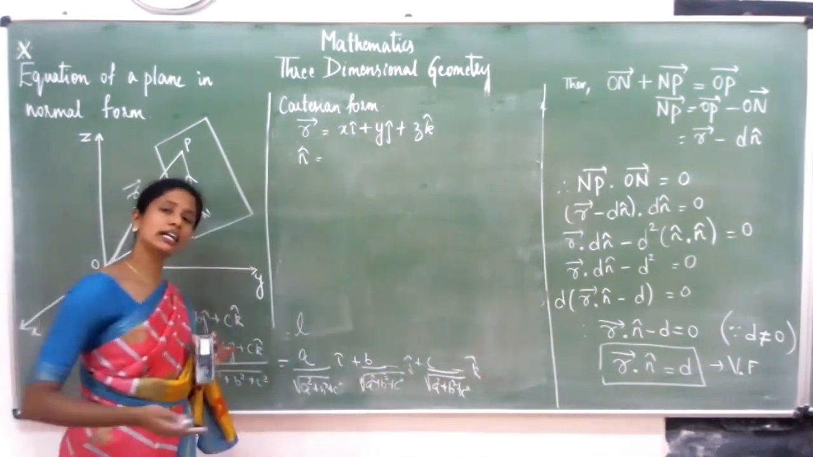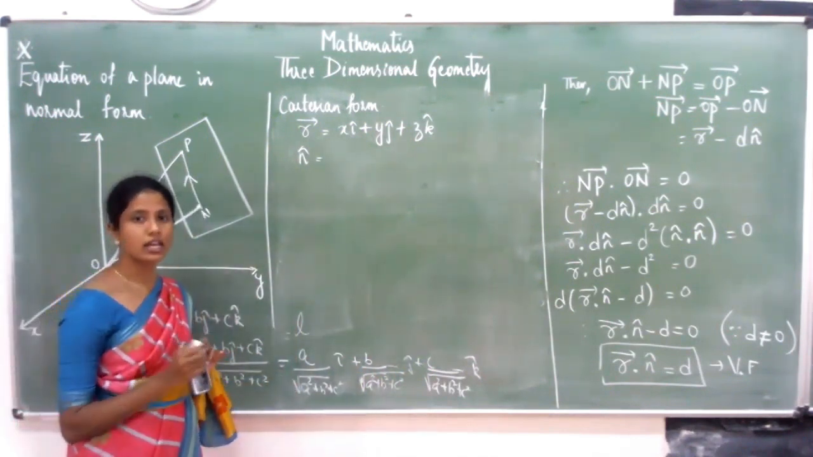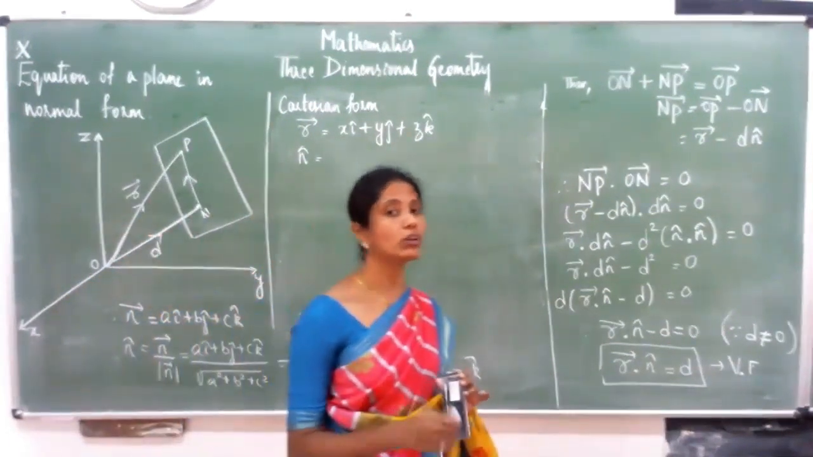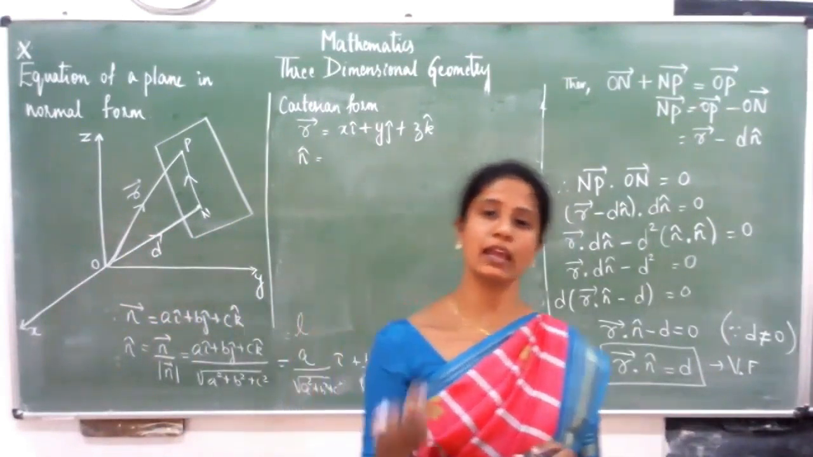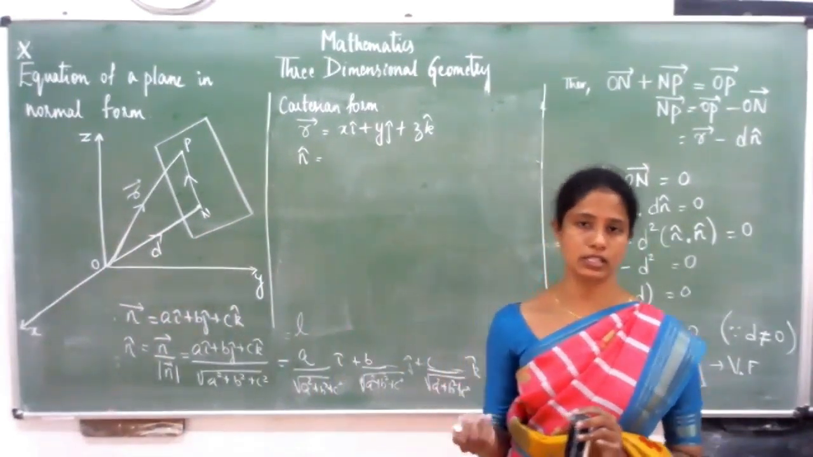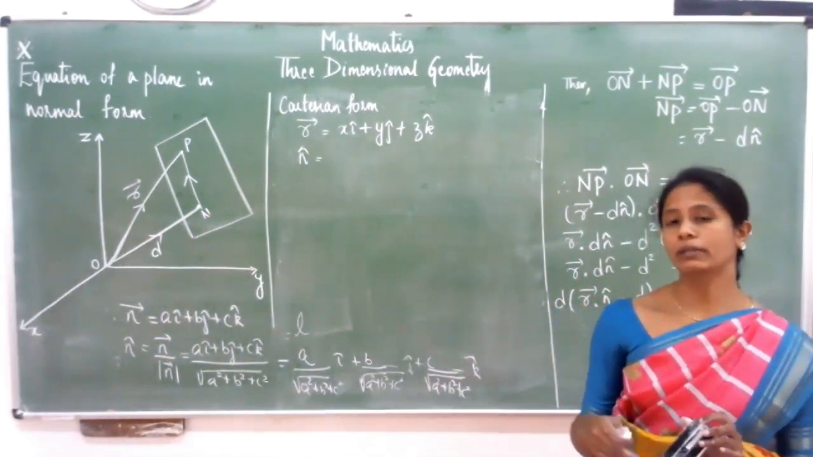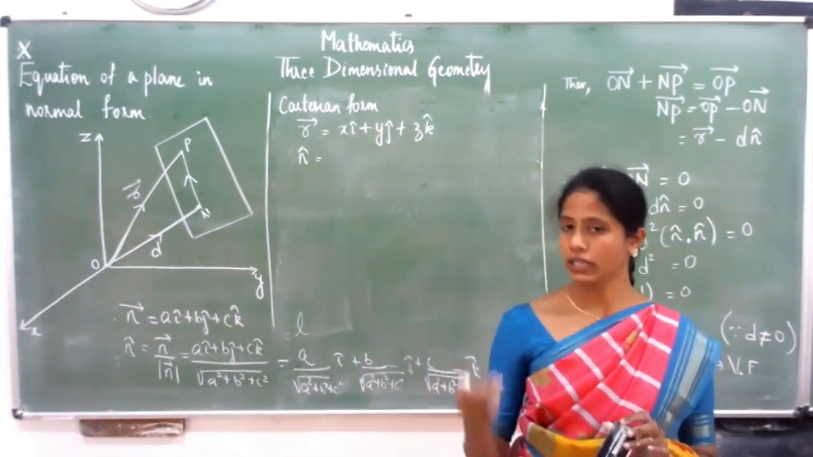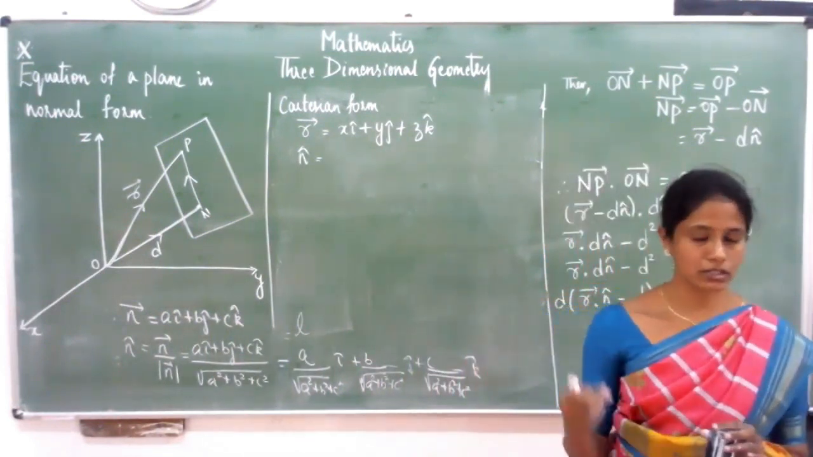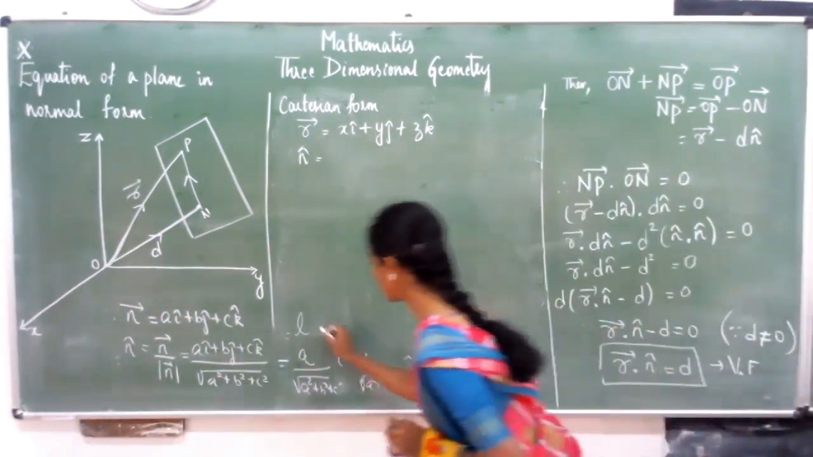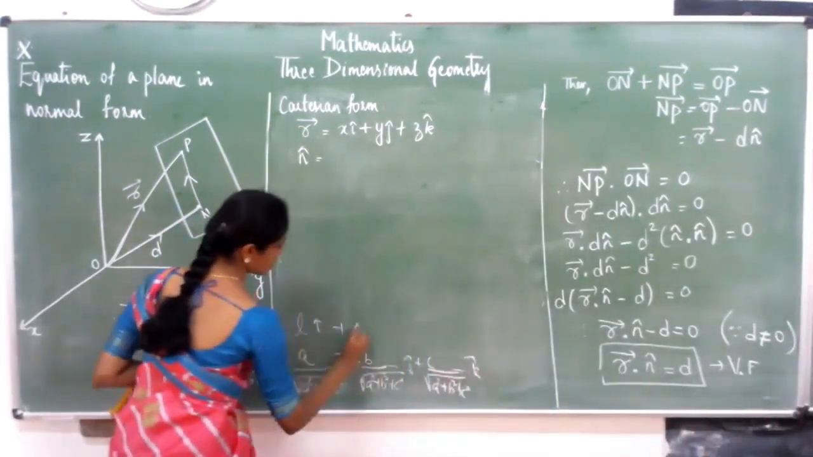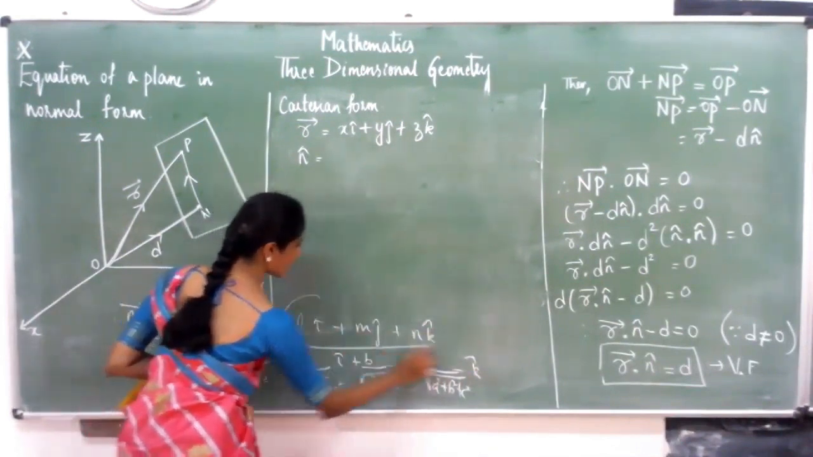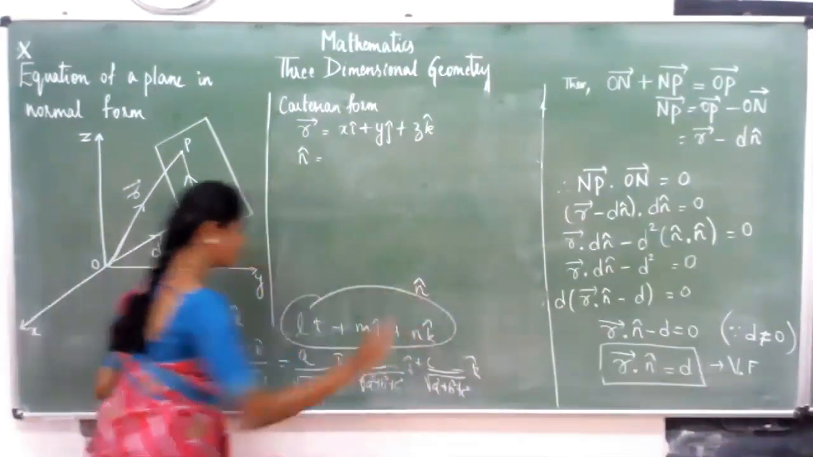Because this is nothing but again the direction cosines. If A, B, C are the direction ratios, then as I already told, the direction cosines will be l equal to A by root of A square plus B square plus C square. Similarly, m will be equal to B by root of A square plus B square plus C square, and n will be equal to C by root of A square plus B square plus C square. So this is nothing but l i cap plus m j cap plus n k cap. So this is our n cap.